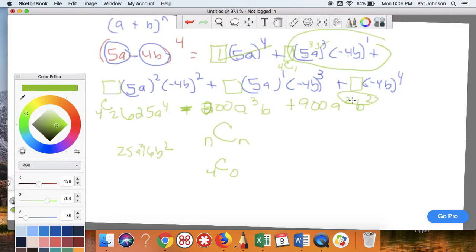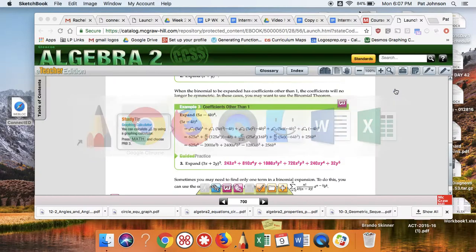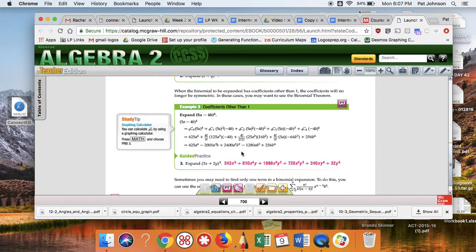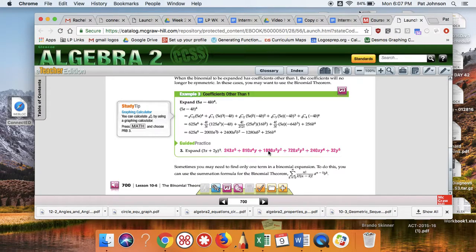So remember, these powers have to equal this. And they just keep changing. The a descends and the b ascends. And you continue until you've done all. We have 1, 2, 3, so we have 2 more to go. And that's how you expand using the binomial theorem. And you see they've got that here so far. Minus 2,000, plus 2,400, and so on and so on.